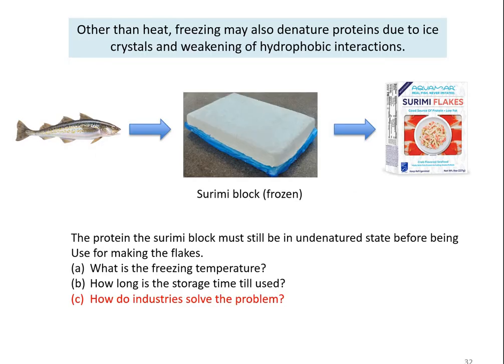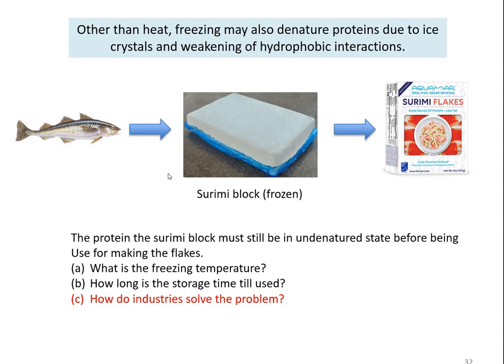Okay, that was about the use of heating or pasteurization, but you must know also that other than heat, freezing can also denature proteins. This is due to the formation of ice crystals during storage for a very long time under frozen storage, and the weakening of hydrophobic interactions. In heating, we mentioned that it was the weakening or loss of the hydrogen bonding, but for freezing, mostly the weakening of hydrophobic interactions.